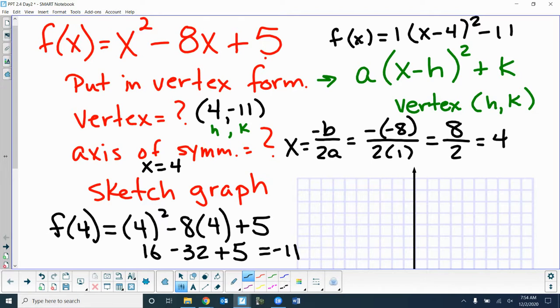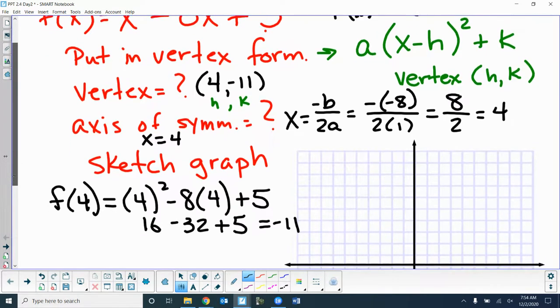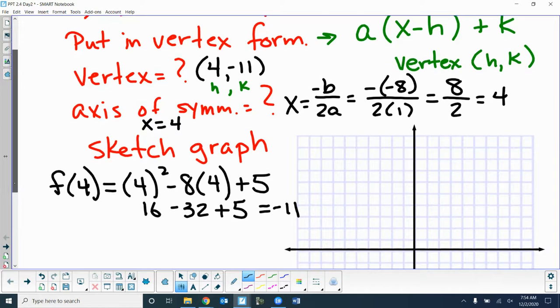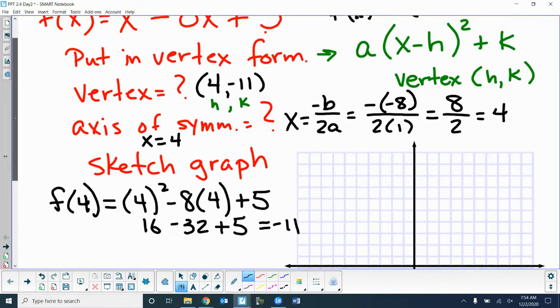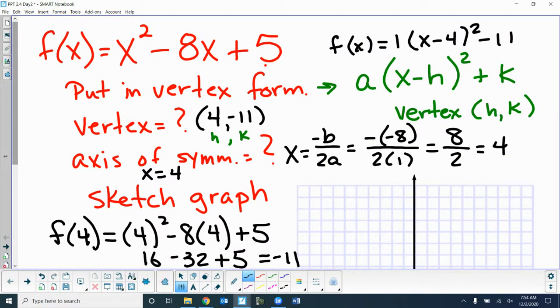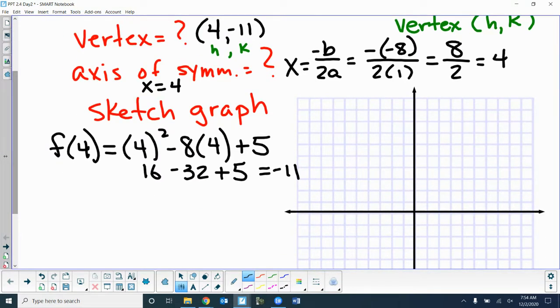And then sketch the graph, which is 4, negative 11, 1, 2, 3, 4, negative 11, about there. It opens up because a is a positive 1, right? My y-intercept is whatever c is. All right? So 1, 2, 3, 4, 5. So there's my y-intercept.